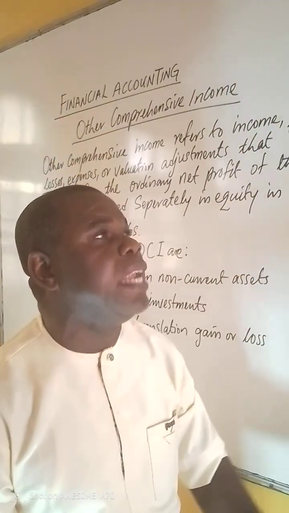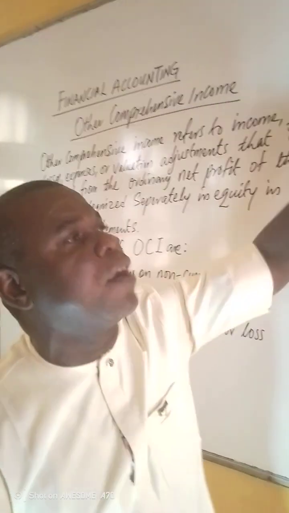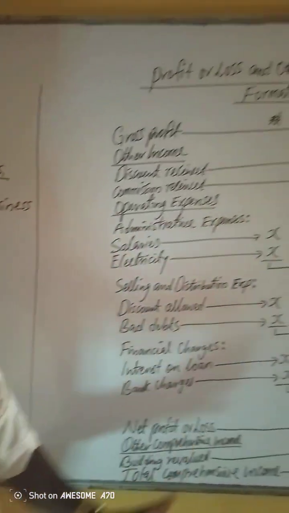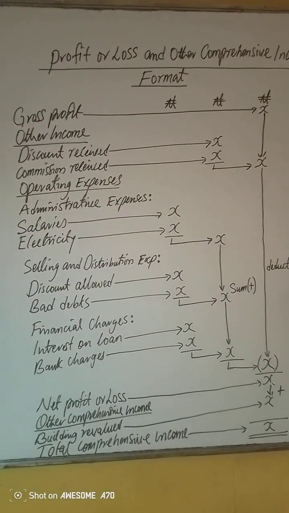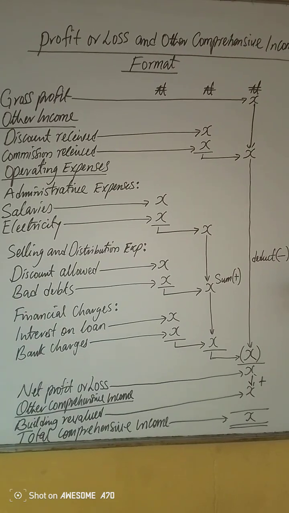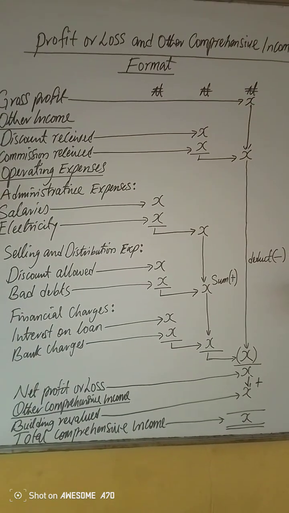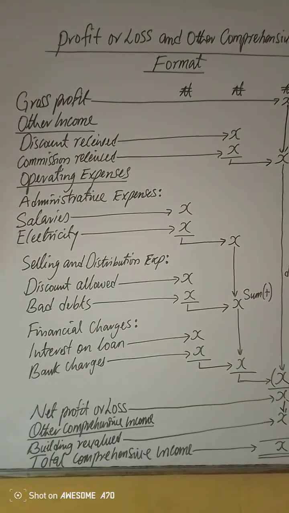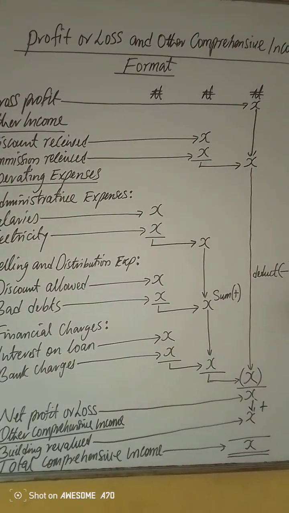So I advise my learners to mind strictly the arrangement, not minding the picture of the whole thing looking as if it's complex. It's not complex. It's just a matter of you trying to understand each heading and what is there for you to follow. So this is the best arrangement professionally accepted to arrange your profit or loss and other comprehensive income.